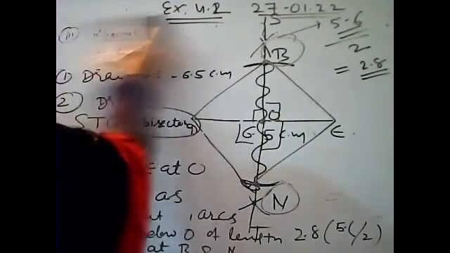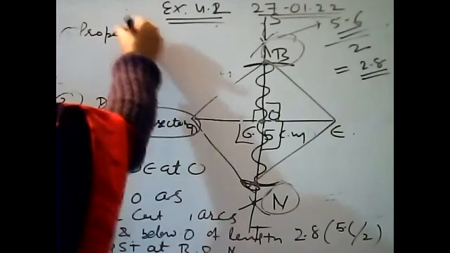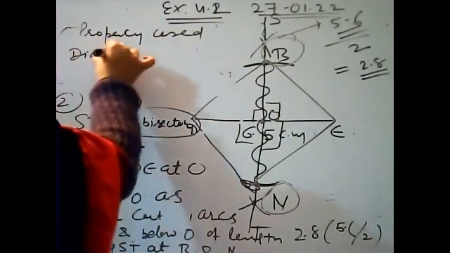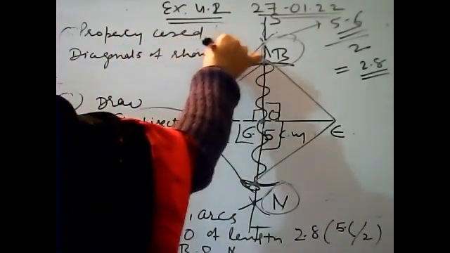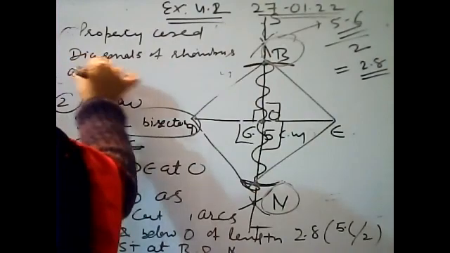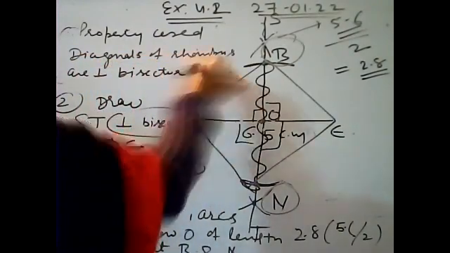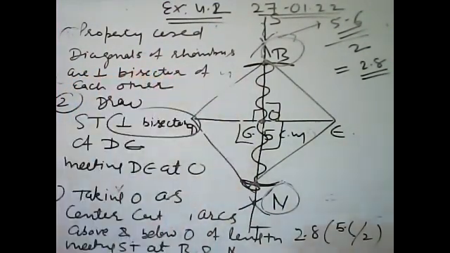And the property that you are using, property used, very important to write, whether it is asked or not, you have to write. Property used: diagonals of a rhombus are perpendicular bisector of each other.